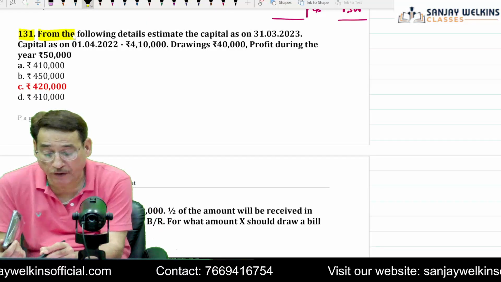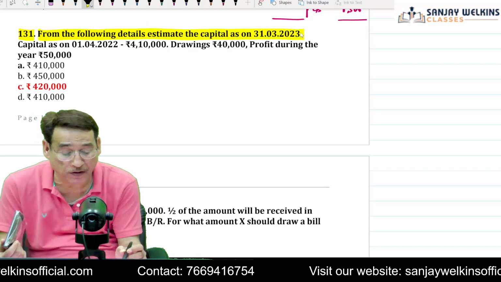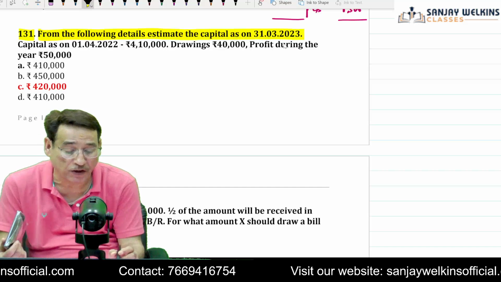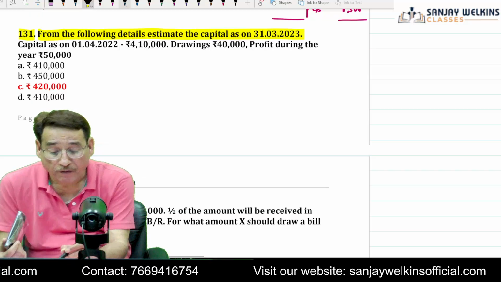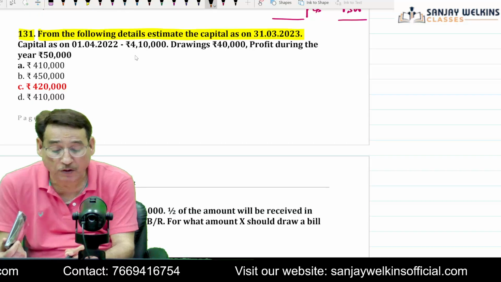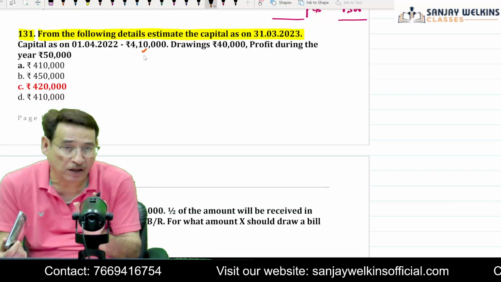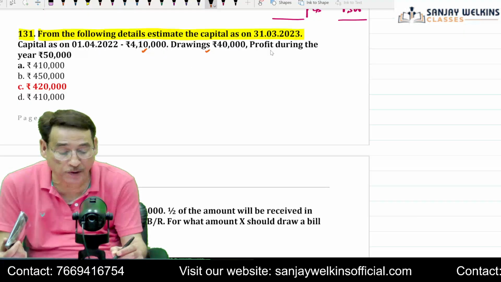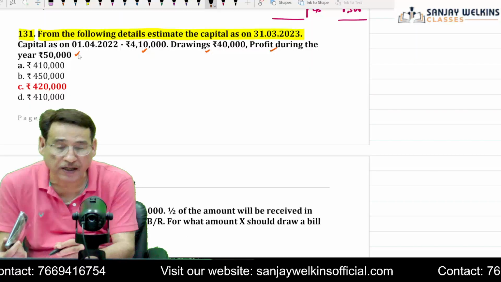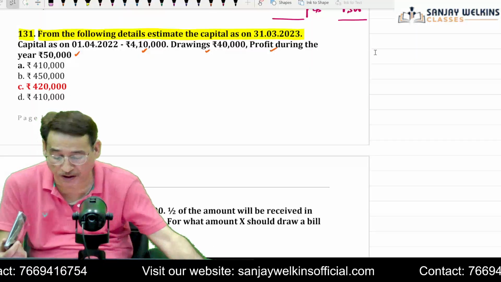131. From the following details, estimate the capital as on 31st of 3/2021. I have already told you how you will have to actually attempt this question. First of all, you will have to prepare the capital account. Because opening capital is given, right, balance brought down. Drawings are given, put it on the debit side of capital account. Profit, put it on the credit side, and the balancing figure will be your closing capital.